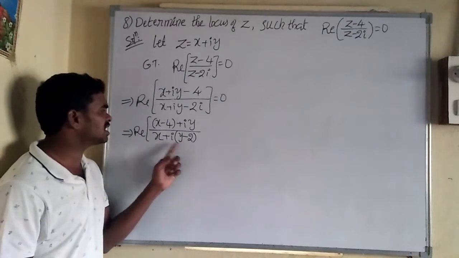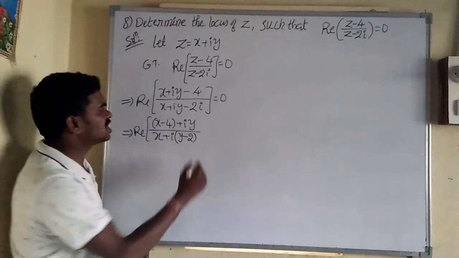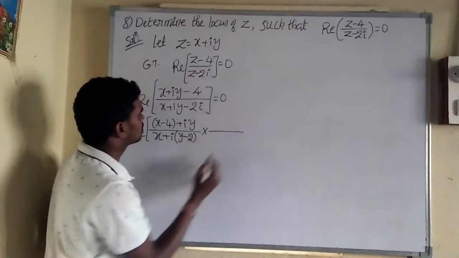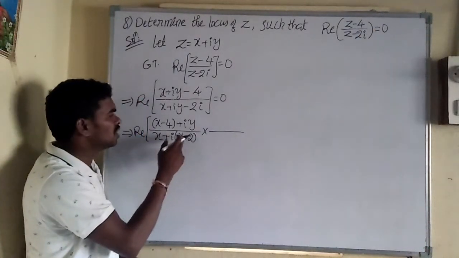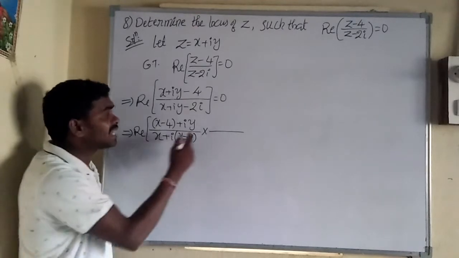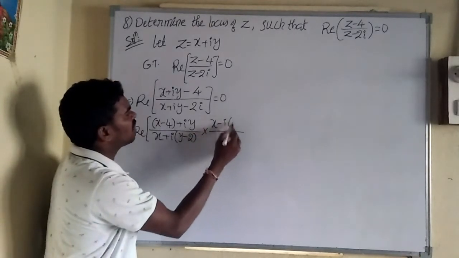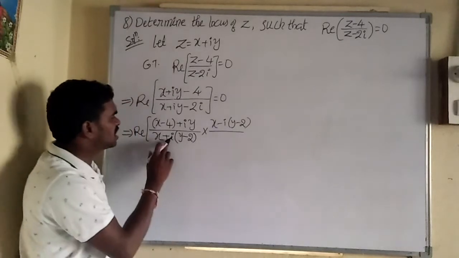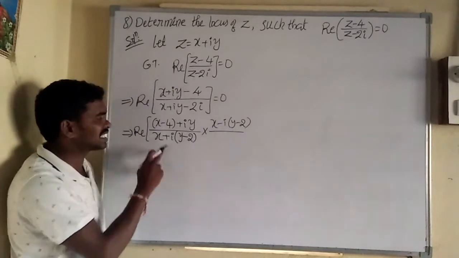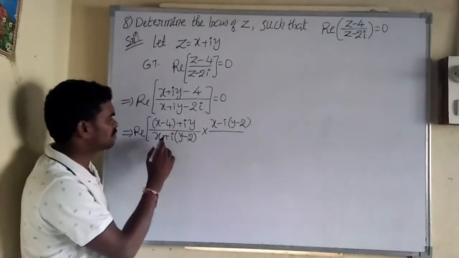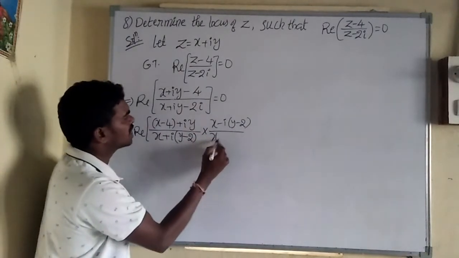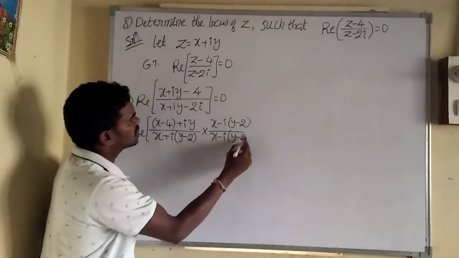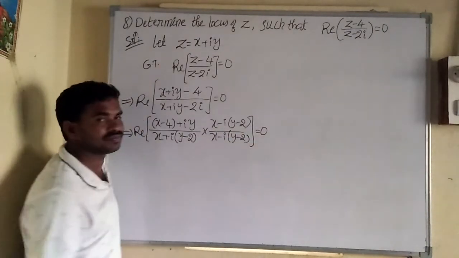What is the next step? The denominator is a complex number, that's why we rationalize. So what is the rationalizing factor? x plus I into something, so it becomes x minus I into y minus 2. Just change the sign of the I term, plus becomes minus and minus becomes plus, that's it. So x minus I into y minus 2 is equal to 0.